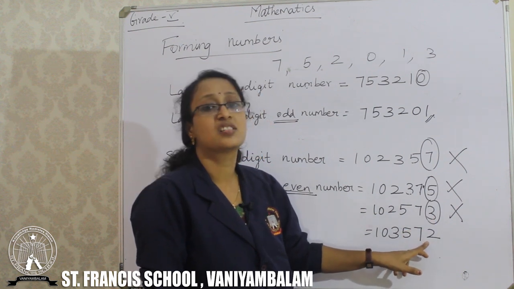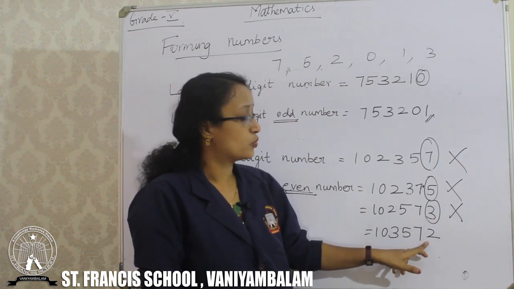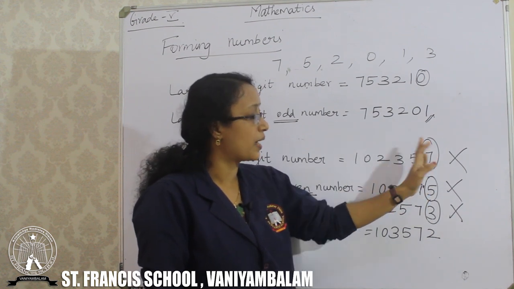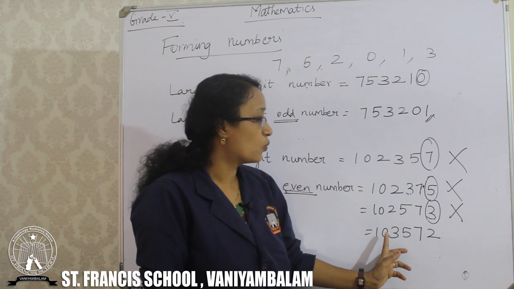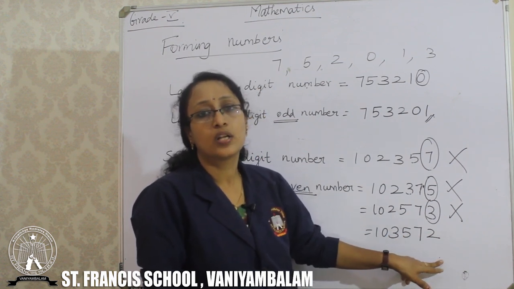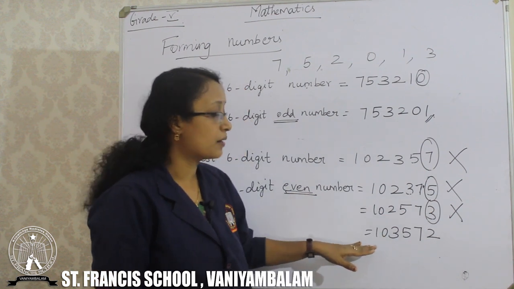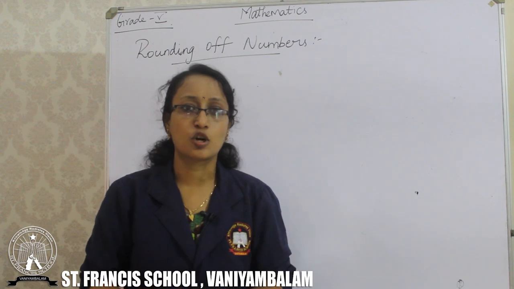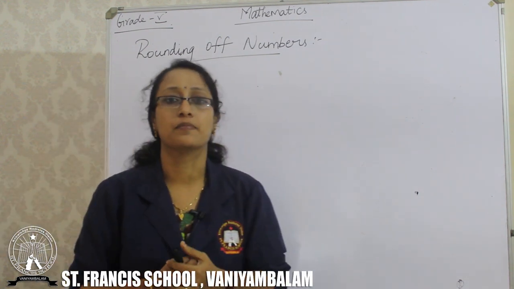Again, when you change this, you will get 2. I am going to write 2 at the last. So 1, 0, 3, 5, 7, 2. With 2 in the units place, this whole number is an even number. Got it? Our next topic is rounding off numbers.